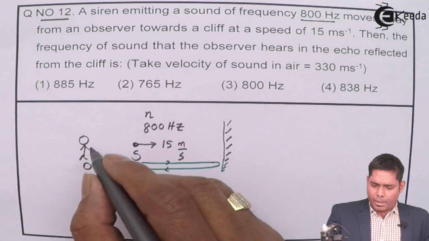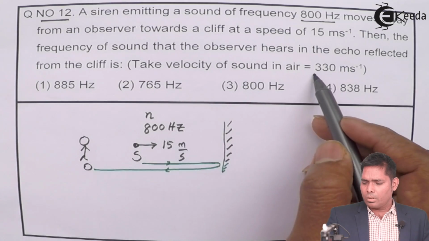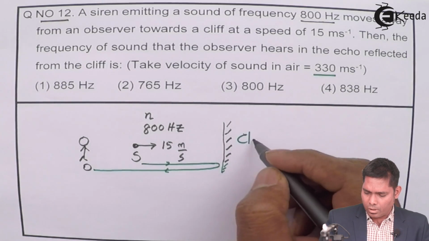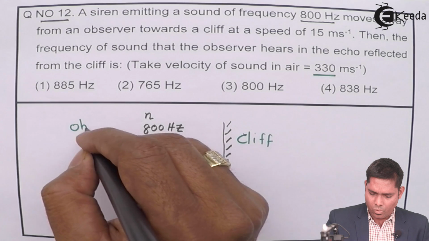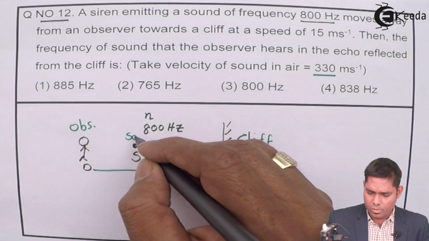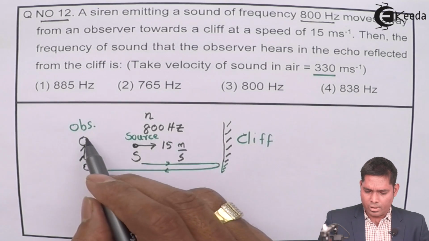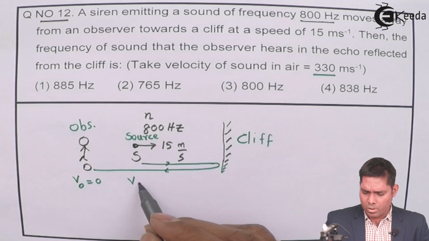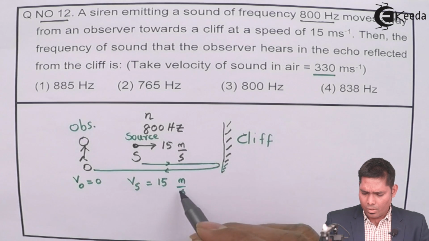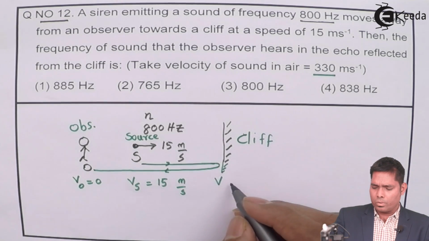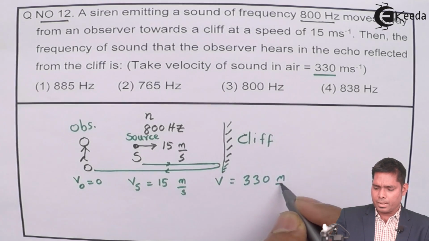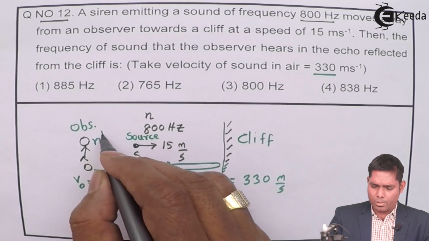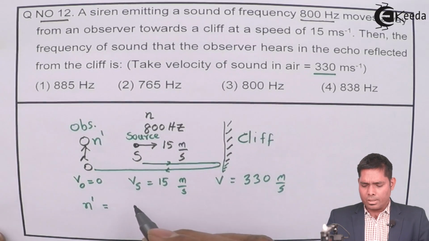So what is the frequency that is heard by the observer? Take the velocity of sound in air as 330 meters per second. So this is the cliff, this is the observer, this is the source. Observer velocity is 0 because it is at rest, nothing is said about that. So V observer is 0, V source is 15, velocity of sound in air is 330 meters per second. The actual frequency is n, the apparent frequency heard by the observer is suppose n prime, that you have to find.